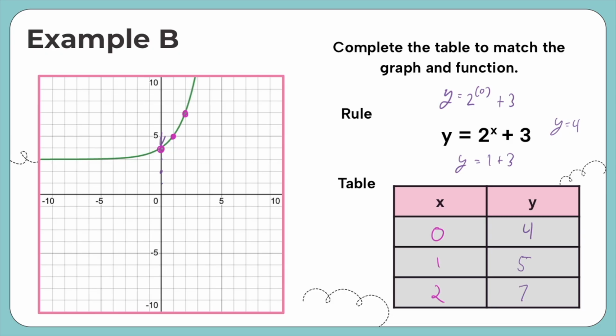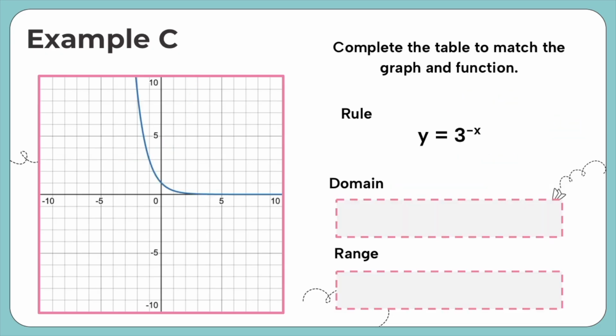All right, now let's take a look at the last example. Here in example C, we've got to complete the table to match the graph, but again, there is no table. So in this case, we're going to just find the domain and range. And it says y is equal to 3 to the negative x. So we can see that that's caused our graph to flip the opposite direction of the graphs that we've seen so far. We've got to identify the domain and range.